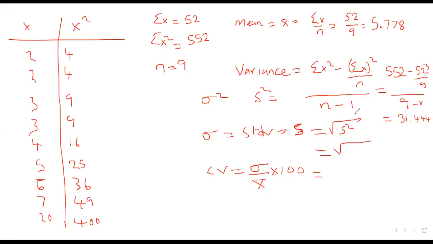$37.5. 37.5. What are you finding? I'm finding 31.44, isn't it? Yeah, 31 point something. 31.5. Yeah, 31.4. Sorry. Then when you square root it, what are we getting?